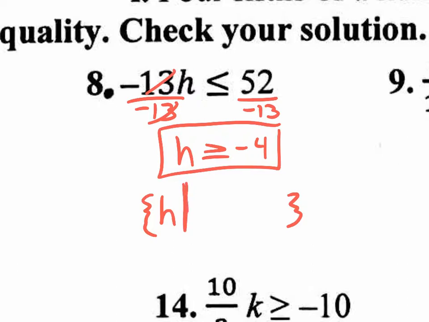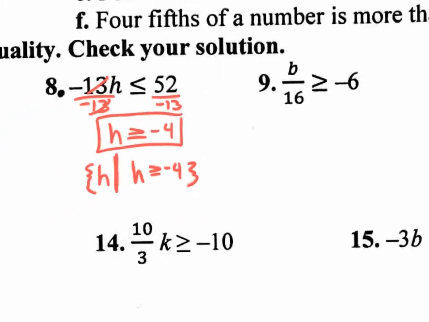And it has like a little wall. And then it has your answer after that little wall. It's going to be h greater than or equal to -4. So that's set notation. So when you look at the answers on the back, don't freak out thinking, what the heck is that? It's just saying the same thing as this, that h is greater than or equal to -4. But this is called set notation.